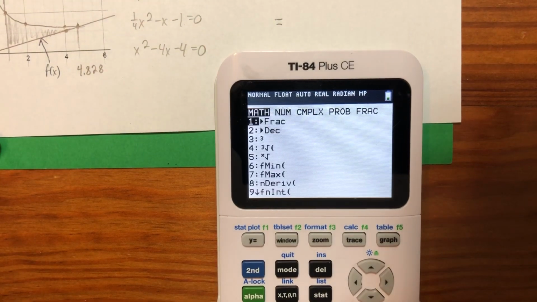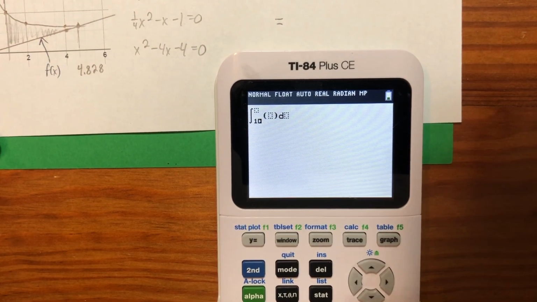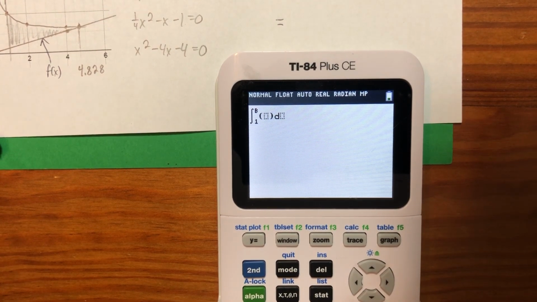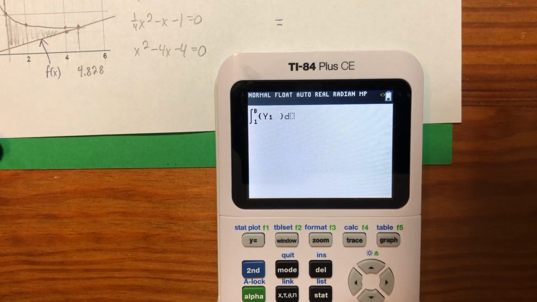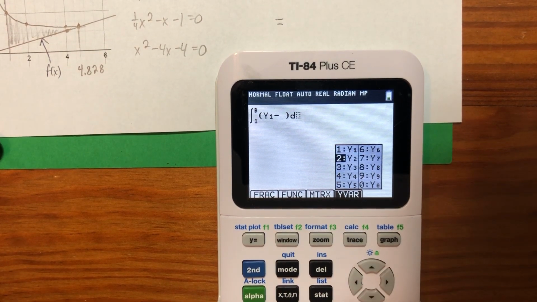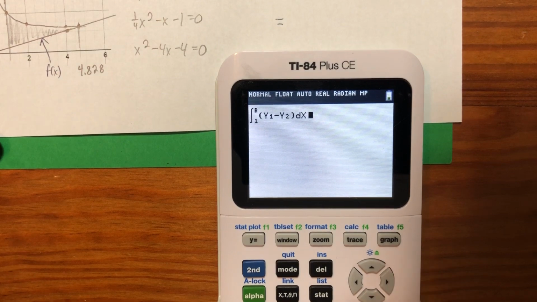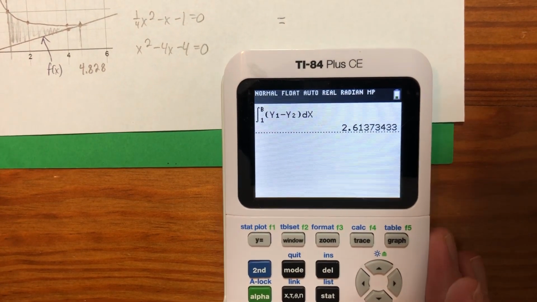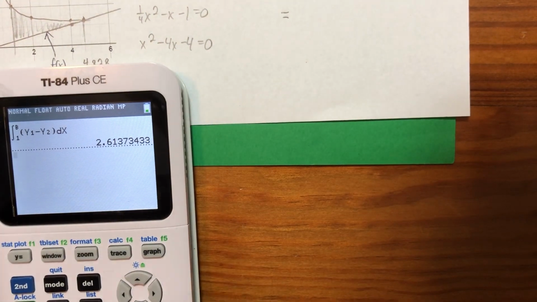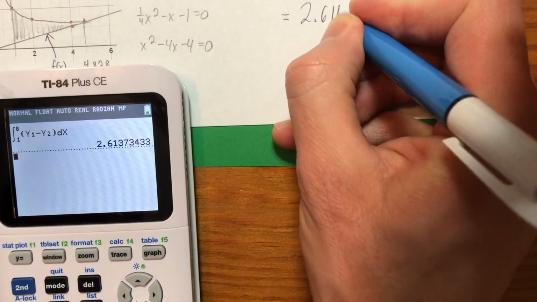So we have math 9, 1 to what we stored as b, and it's going to be g minus f. Again, keep up with which one was stored in what place. There we go. 2.614 is that area right there. 2.614.